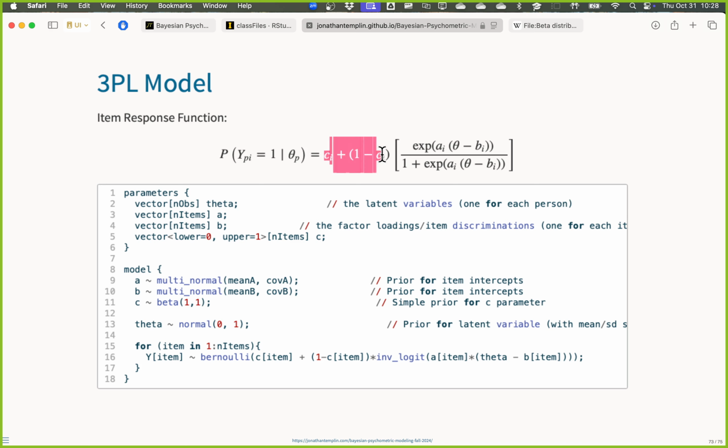So I look at the C parameter not because I'm convinced people are guessing, but because I'm convinced that our model is not always accurate for our data. And the C parameter will at least hedge our model to make it a little bit more conservative, to not think that we have more information about theta than we actually do. What do you think?